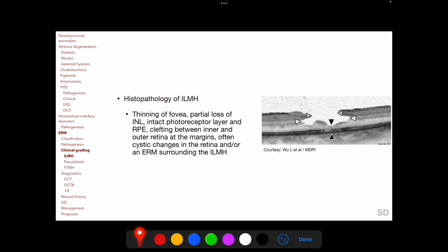Histopathology of inner lamellar macular hole, as represented by this OCT, consists of thinning of the fovea, partial loss of the inner nuclear layer, intact photoreceptor layer and retinal pigment epithelial layer, clefting between the inner and the outer retina at the margins of the inner lamellar hole, and cystic changes in the retina with or without an epiretinal membrane surrounding the inner lamellar macular hole.